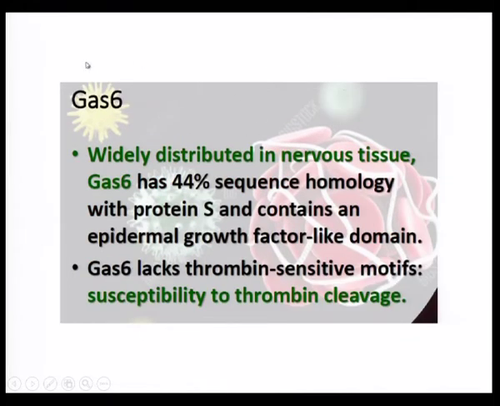So, you see over there is one more protein, what we call Gas6, which has homology with protein S we saw, and protein S has an excellent role in terms of, I would say, the complement activation pathway, and you see their epidermal growth factor like domain. So, Gas6 lacks thrombin sensitive motifs. So, they are susceptible to thrombin cleavage. So, here you find one more protein which actually has resemblance to protein S.